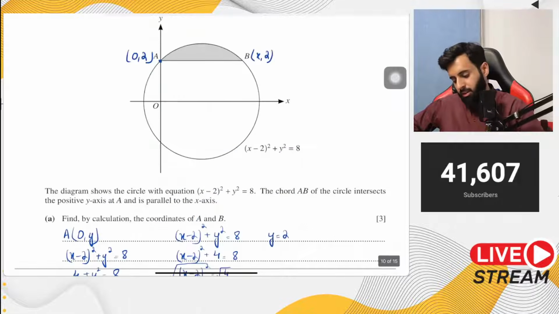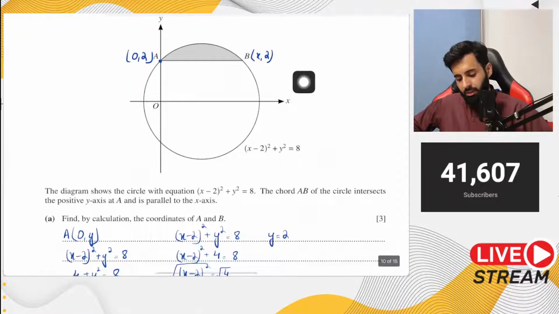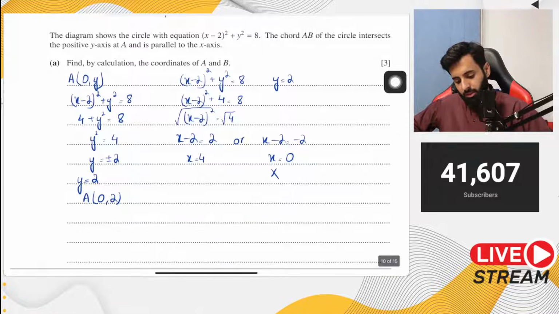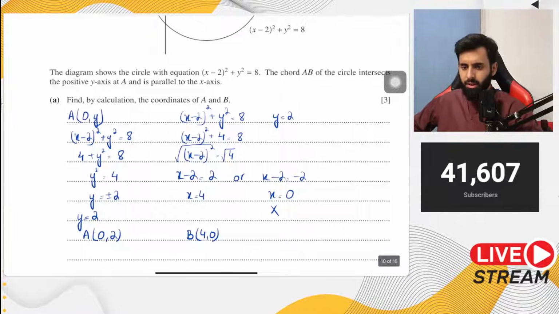Now, obviously, look at B carefully, its x can't be 0, since that is basically the x coordinate of A. So B should have x coordinate as positive. That means the coordinates of B are 4, 0. And there you go. This was more like a simultaneous equation of circle question.